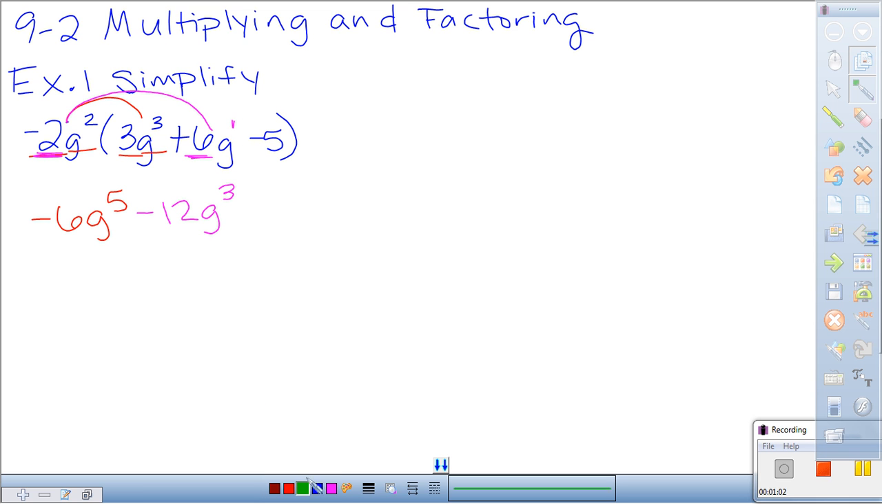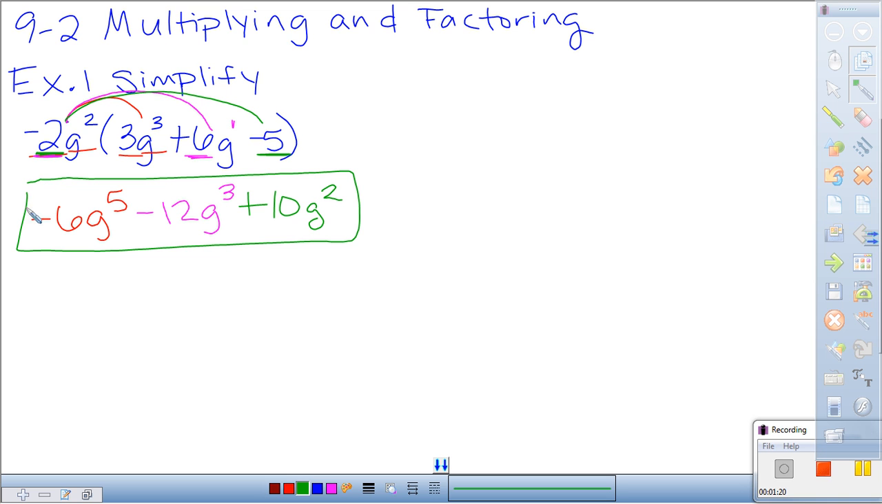And finally, we have negative 2g squared times negative 5, negative 2 times negative 5, positive 10, and then we need to tack on that g squared. We have no like terms. There's nothing we can combine or simplify, so we are finished. From lesson 9-1, hopefully you'll remember if we were asked to name it, it would be called a 5th degree trinomial.